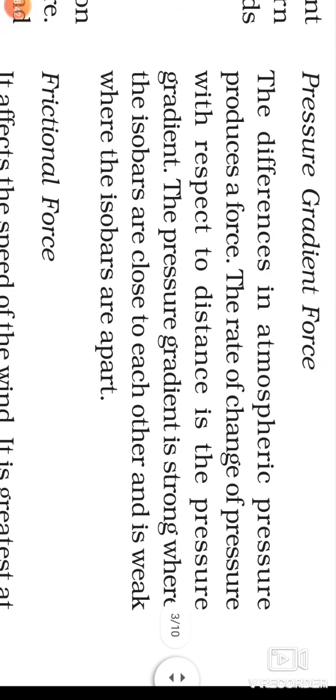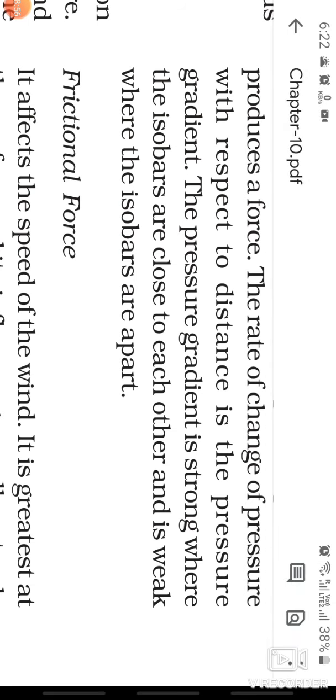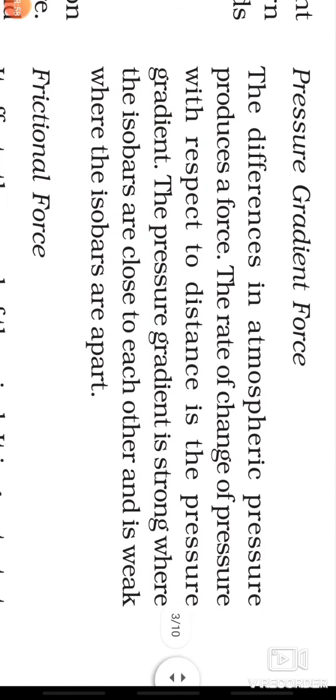Okay, the difference in the atmospheric pressure produces a force. The rate of change of pressure with respect to distance is the pressure gradient. This pressure gradient is strong where the isobars are close to each other and is weak where the isobars are apart. So atmospheric pressure difference, whether it is high or low, this pressure gradient creates a difference in the velocities of wind at various places.